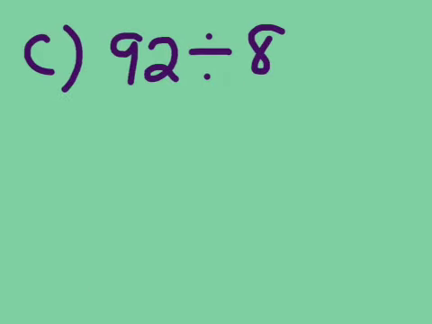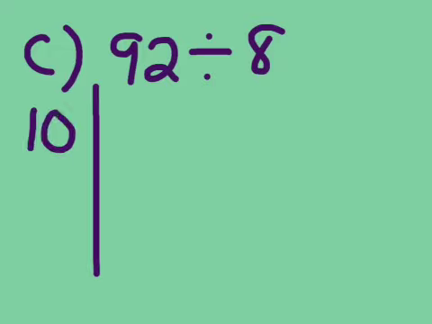For letter C, again I'm going to try to make 10 groups of 8. Well, 10 groups of 8 is 80. Do I have enough? Yeah, I have 92. So I'm going to make 10 groups of 8, which is 80, and subtract them to see what I have left over.